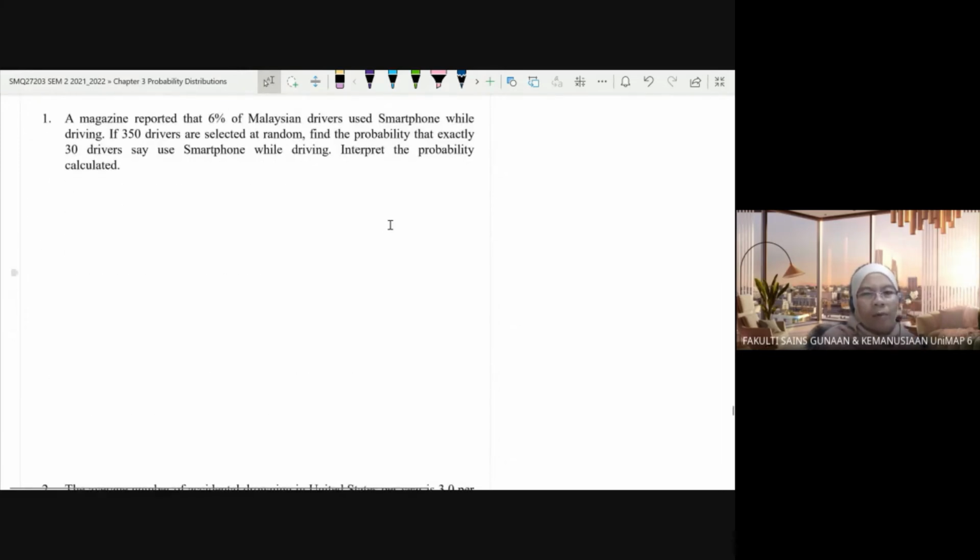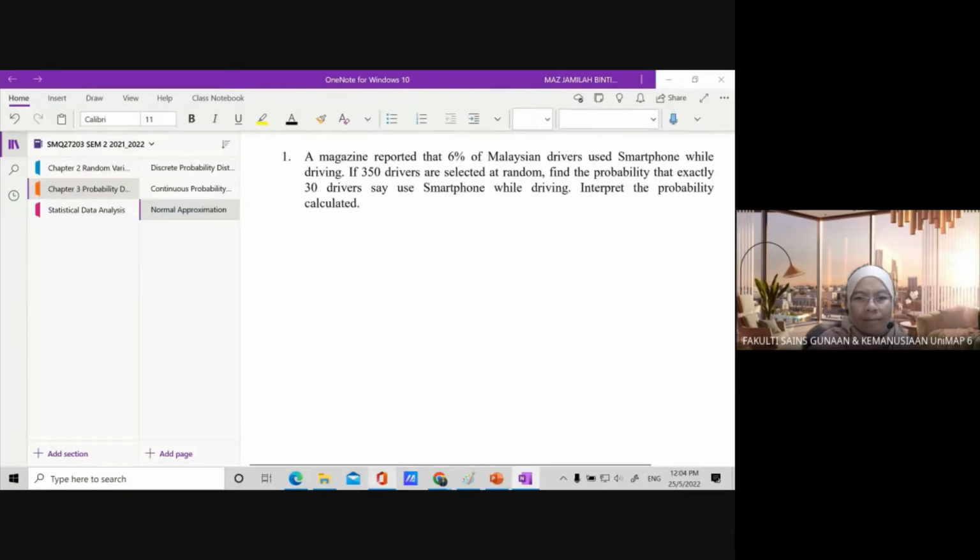A magazine reported that 6% of nation drivers use smartphone while driving. If 350 drivers are selected at random, find the probability that exactly 30 drivers say use smartphone while driving. Interpret the probability calculated.